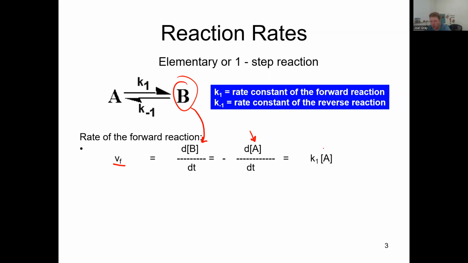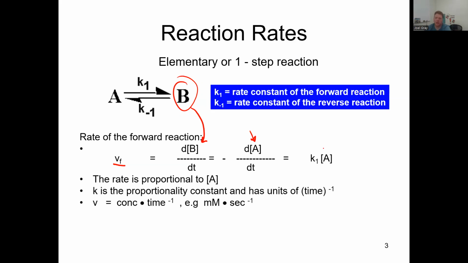That ultimately gives you a way of looking at velocity: velocity is equal to k sub 1, your forward reaction rate constant, times the concentration of A. The rate is proportional to the concentration of A. k is the proportionality constant, and in this case has the units of inverse time. So velocity is equal to our units for k, which are inverse time, times concentration. Ultimately your velocity is going to have units of a concentration measurement per time, like millimolar per second.